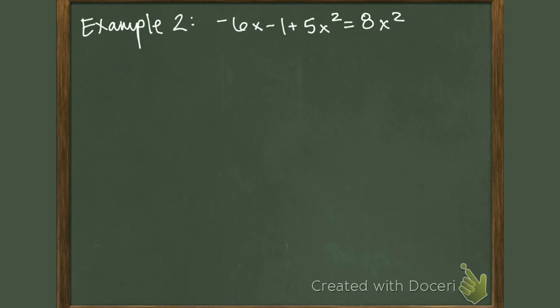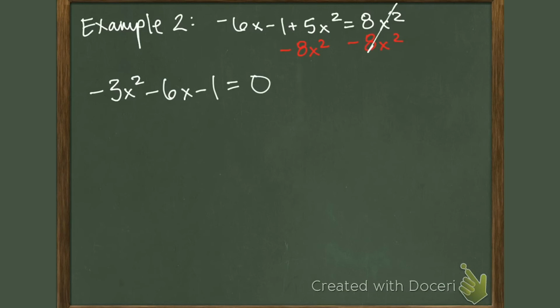Okay, we have to solve for x. -6x minus 1 plus 5x squared is equal to 8x squared. Well, my first step is to get everything on the same side and then write it in standard form. Standard form says x squareds go first, so I have 5x squared minus 8x squared, which is -3x squared. Minus 6x minus 1 is equal to 0 because those cancel out.